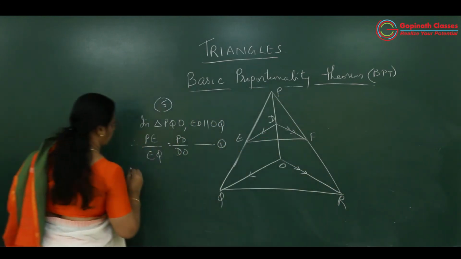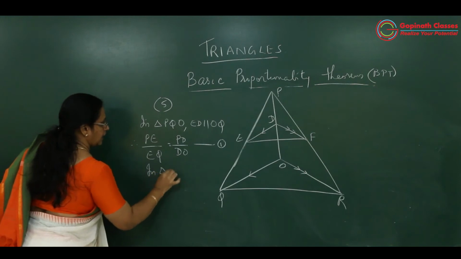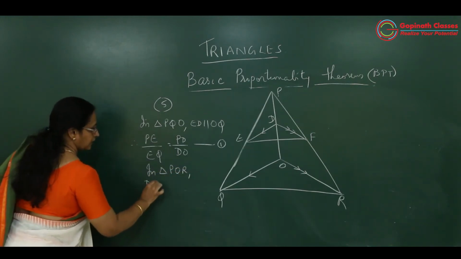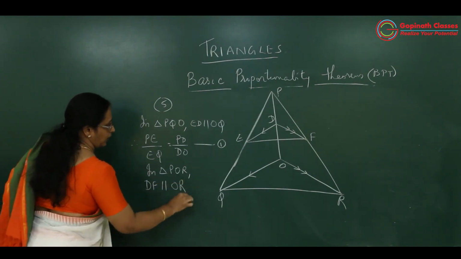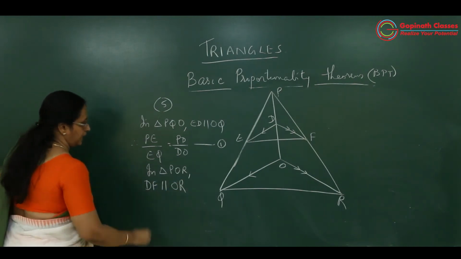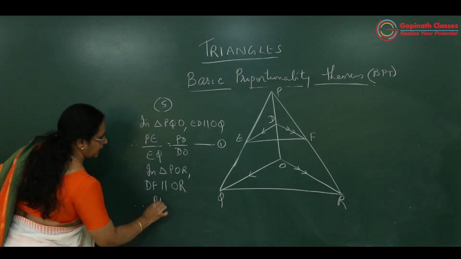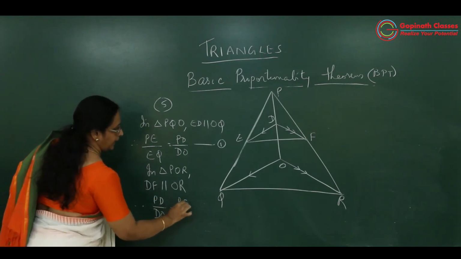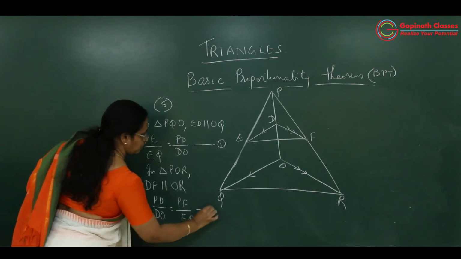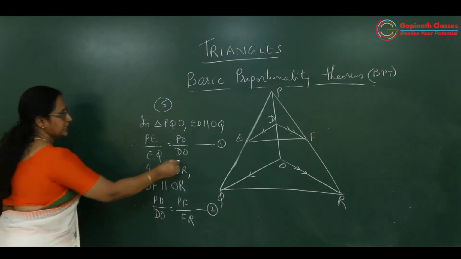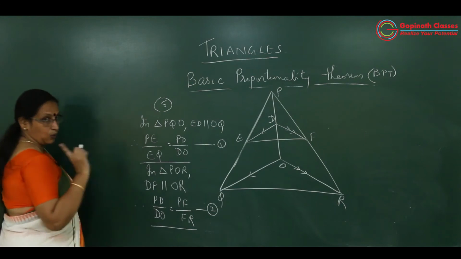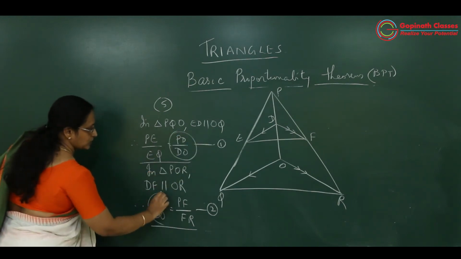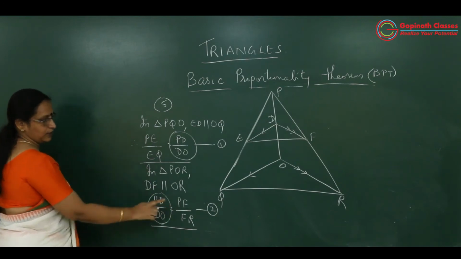In the very same way, ये दोनों parallel है तो we can go for this triangle, which is POR. In triangle POR, DF is parallel to OR. Therefore, PD upon DO is equal to PF upon FR. Put statement number 2. Look at statements 1 and 2. One ratio will be common. Which is the common ratio? PD by DO is common. So obviously these two will be equal.